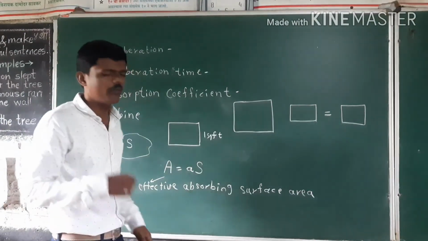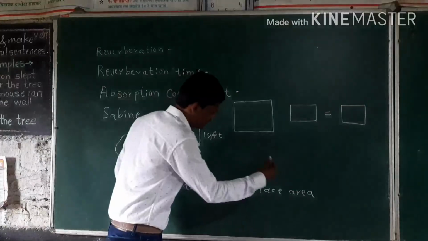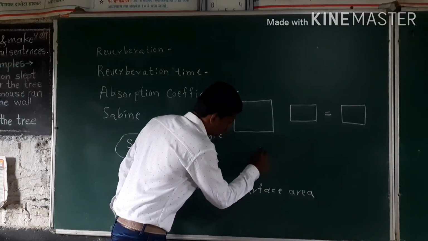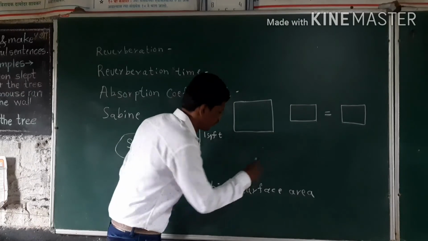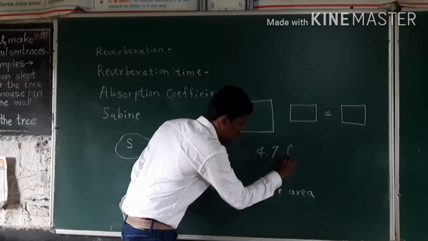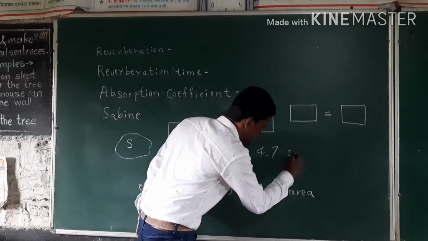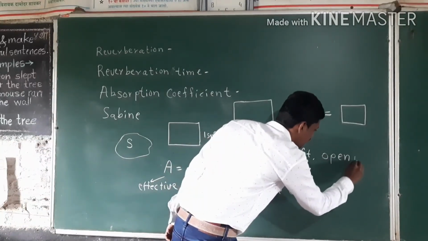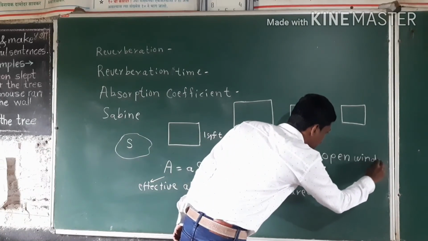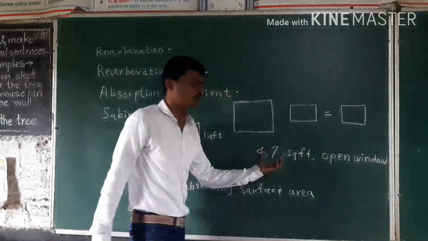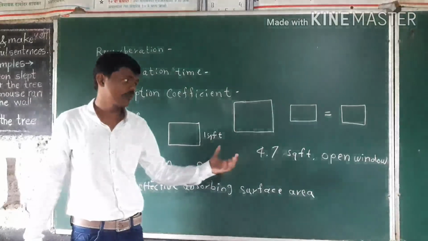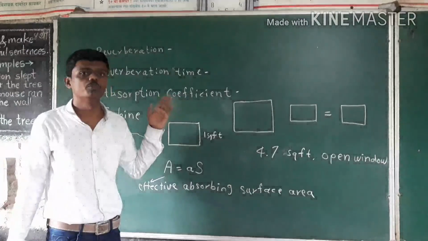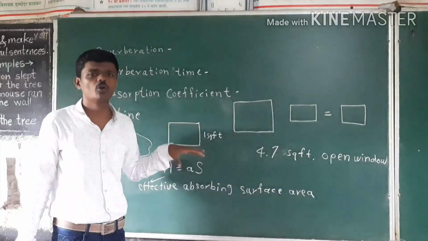Now an average person creates absorption of 4.7 square feet of open window. So this is for one person. So by controlling the number of persons in the auditorium, we can control the absorption coefficient for a good quality speech.